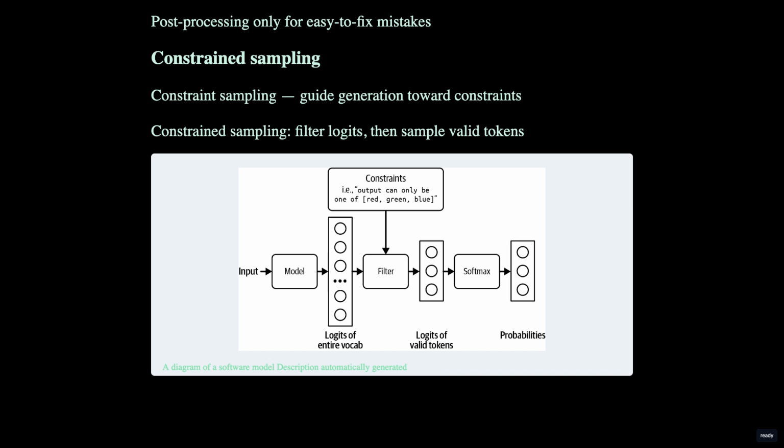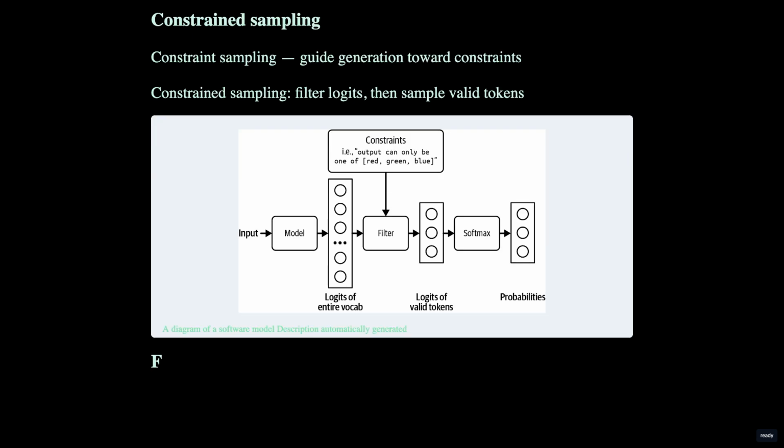Look at this diagram of a software model. Focus on the major components, the arrows that show data flow between them, and any highlighted dependencies or feedback loops that indicate where changes propagate. This figure shows how we remove, mask, logits that violate constraints, so sampling only happens among valid tokens. We'll use this section to understand how filtering changes the distribution before the sampler picks an output.